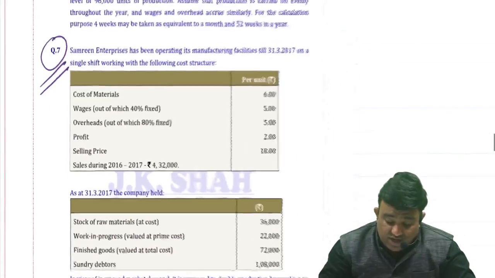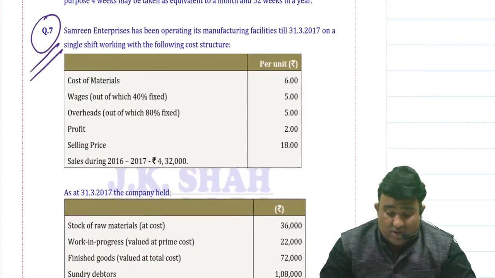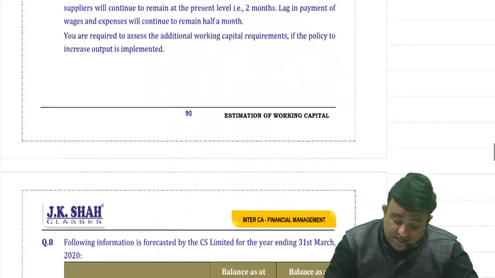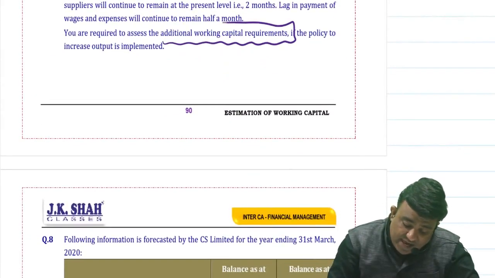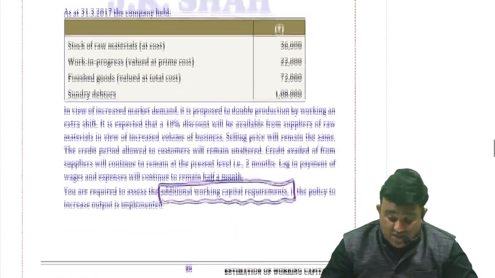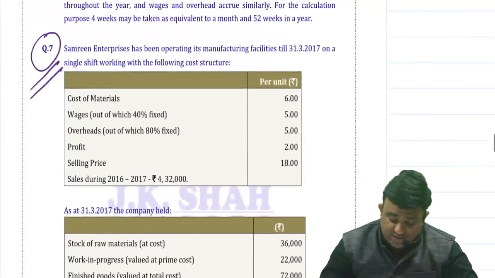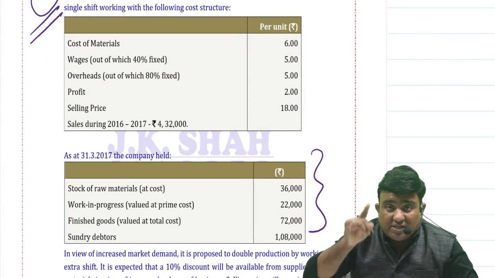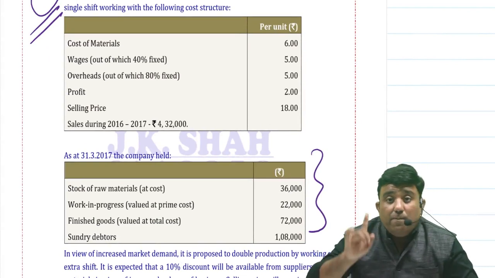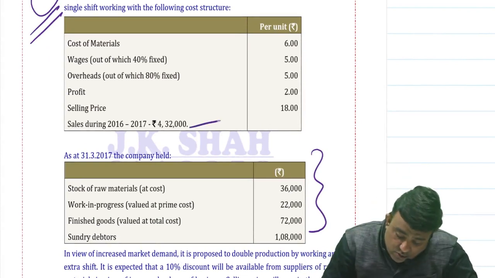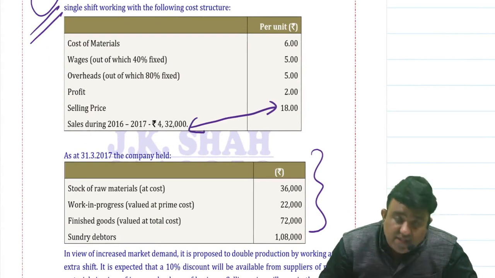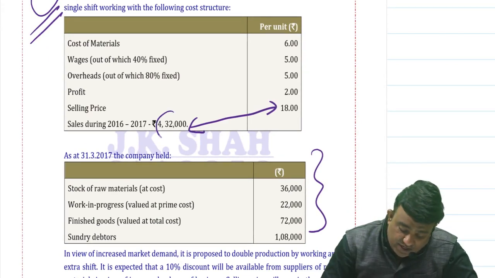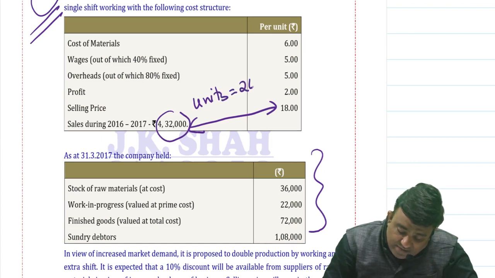This is a question of single shift and double shift. And if you understand the last line, additional working capital. Student, what is additional? It's the difference of single shift and double shift. Whatever data is given is for single shift. But the classic striking point of the example is that the number of units is not given, which you need to derive by correlating sales and selling price. So 432 divided by 18,000, your single shift units will be 24.